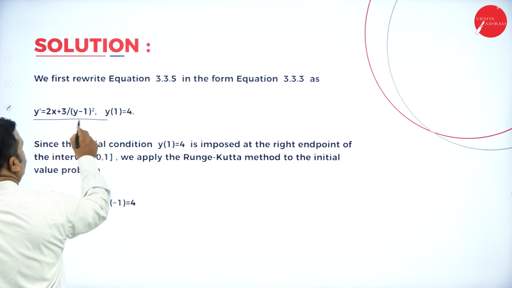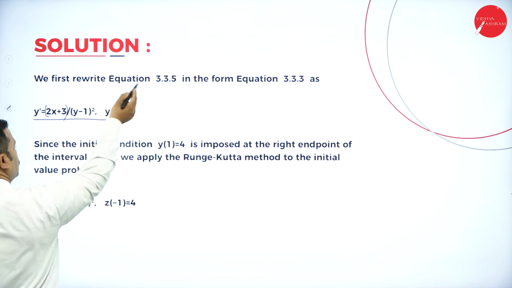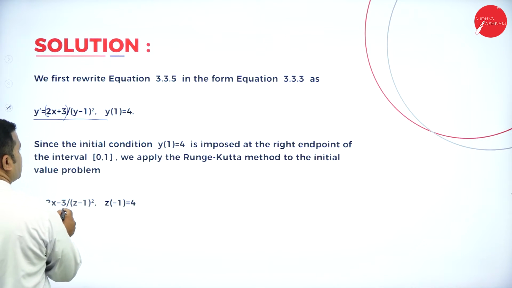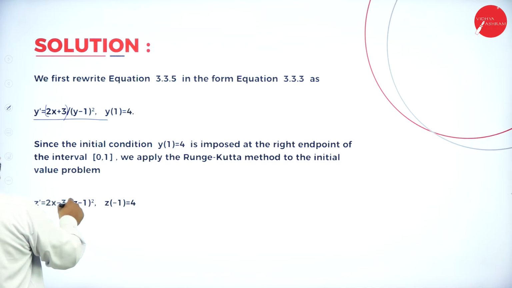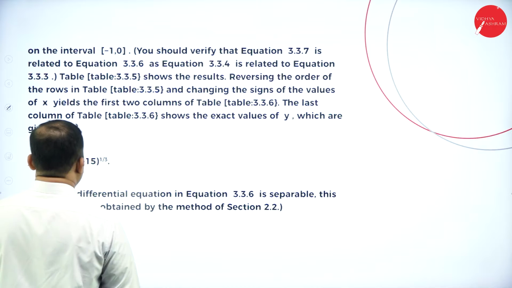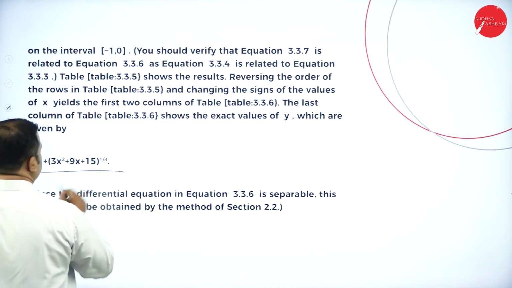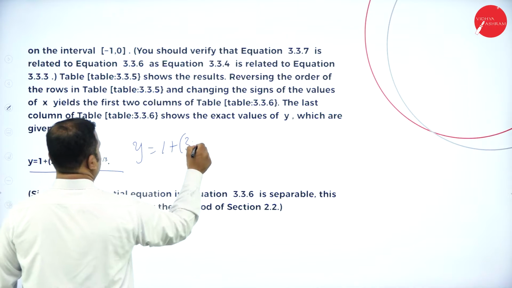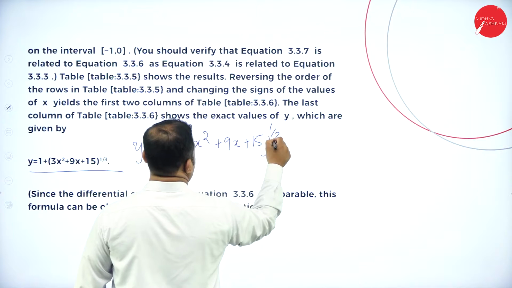See here, the simplified one, y dash is equal to 2x plus 3 divided by (y minus 1) whole square. So we have z dash is equal to 2x plus 3 divided by (z minus 1) whole square, where we have substituted the value of z in place of y, and z of minus 1 equals 4. It is pretty much clear in this. If I further simplify that, y is equal to 1 plus (3x square plus 9x plus 15) to the power of 1 by 3.